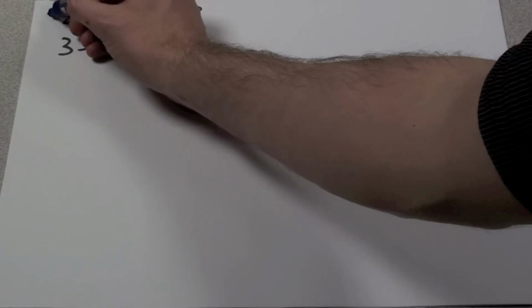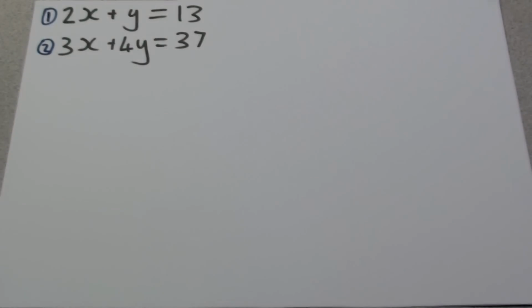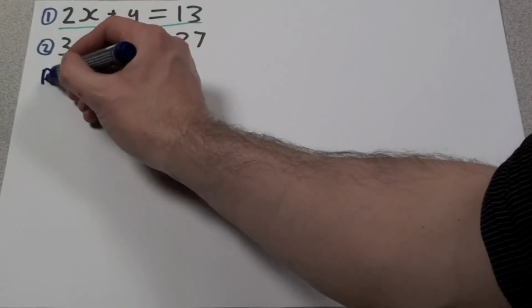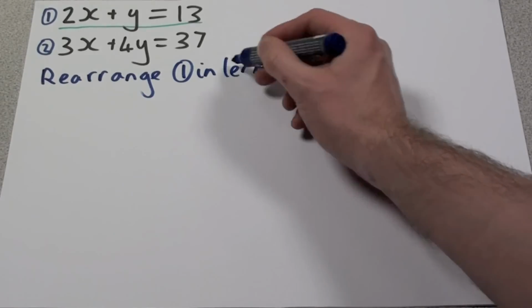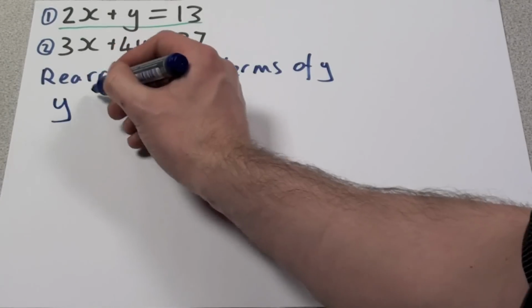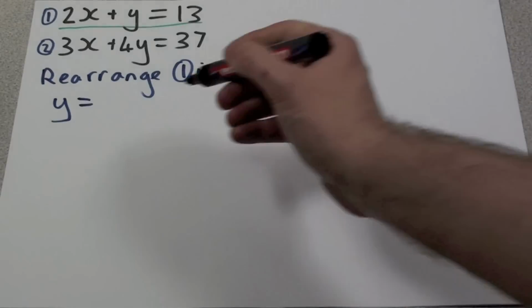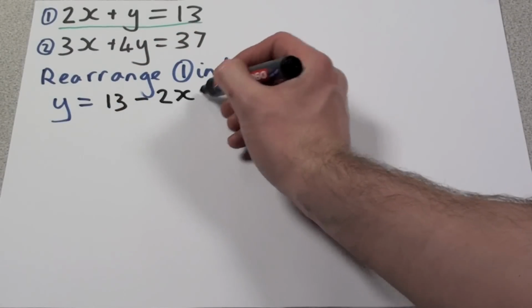Our first example is going to be 2x plus y equals 13 and 3x plus 4y equals 37. Now, what you have to do first is label your equations. This makes them easier to work with so you know which equation you've eliminated or moved. Now we're going to rearrange this equation here, number 1, because y is on its own. So rearrange equation 1 in terms of y. This means y equals, and in our case y is going to equal 13 take away 2x.